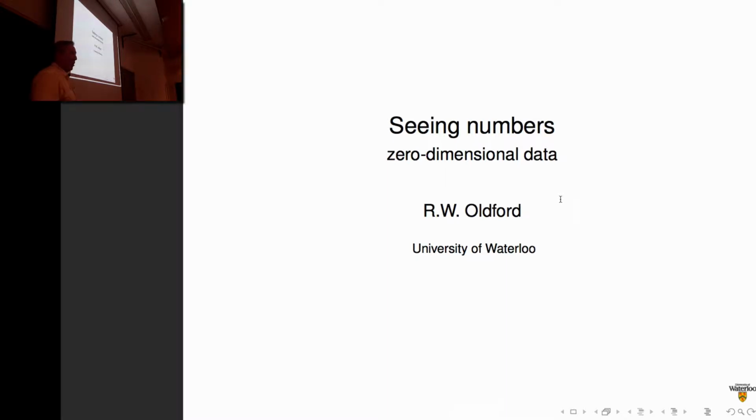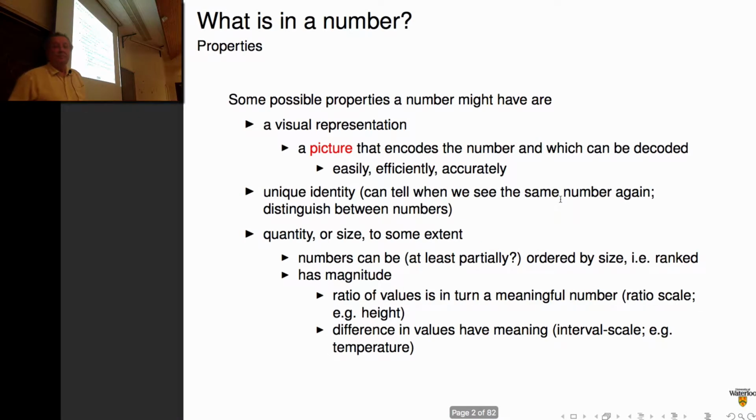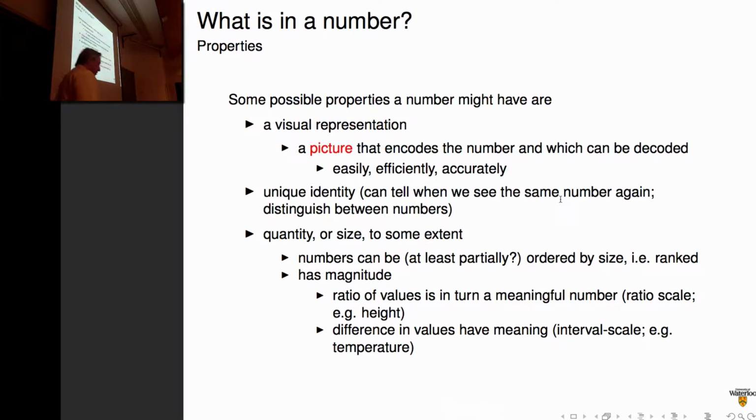So we're going to work a little bit more on zero-dimensional data and thinking about how do we actually see numbers. Recall from last day, thinking about what is actually in a number. Okay? Well, we want to visualize that number. We want to present its content to the viewer.